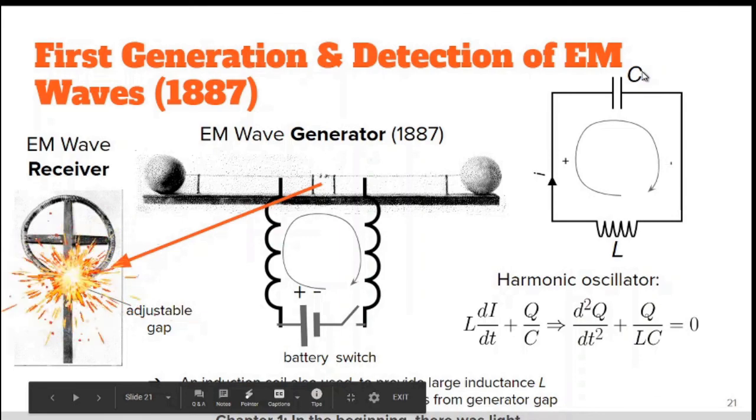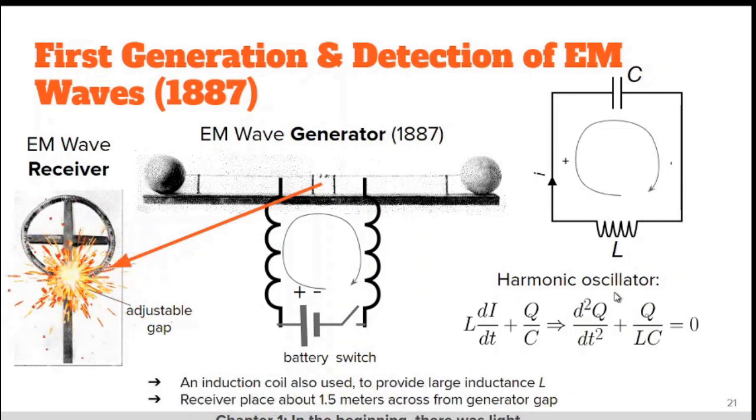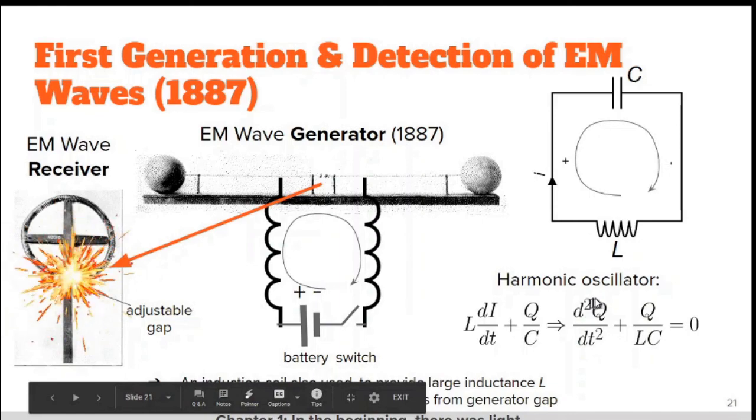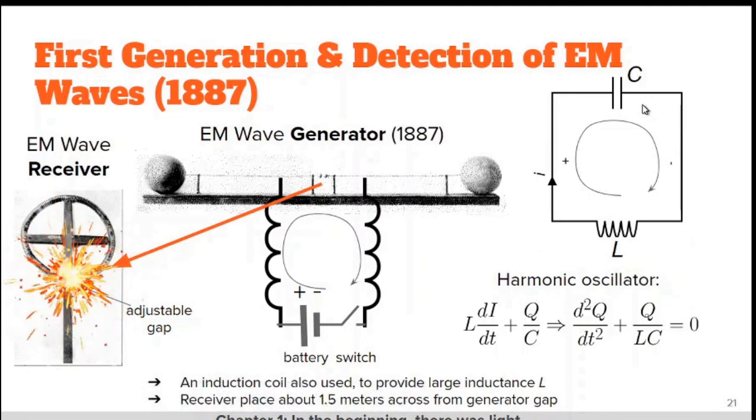So L di/dt plus Q over C leads to this equation, which says that because I is the derivative of the charge, I itself is the time derivative of the charge. So we get d²Q/dt² plus Q over LC is equal to zero in the simplest circuit that we're talking about. We're going to generalize this in just a moment.